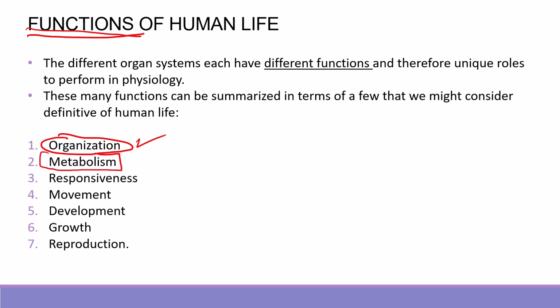Metabolism, which is one of the most important things that we need to accomplish in order to keep human functions. Responsiveness, movement, development, growth, and reproduction. Many of these concepts are very easy to understand just by reading the concept itself. So I'm going to go very quickly through the concepts that are self-explanatory, and then I'm going to focus on those concepts that are not that easy to understand.